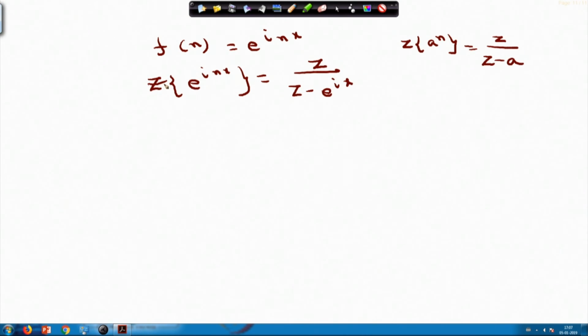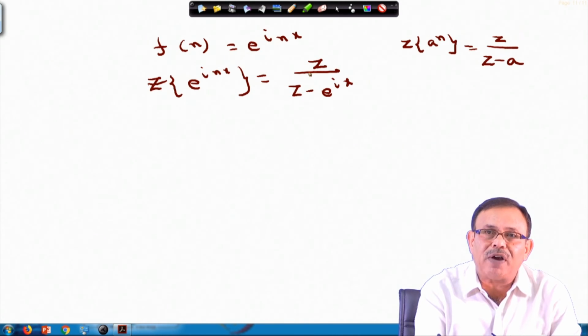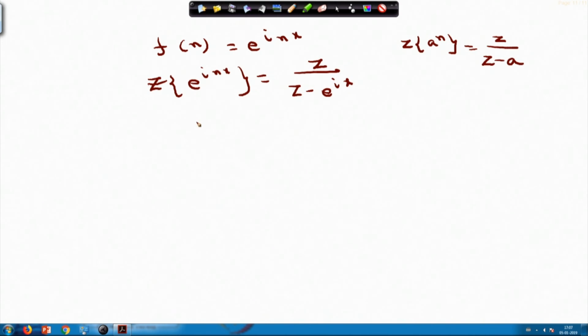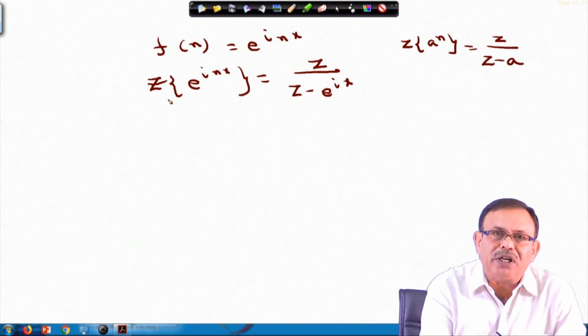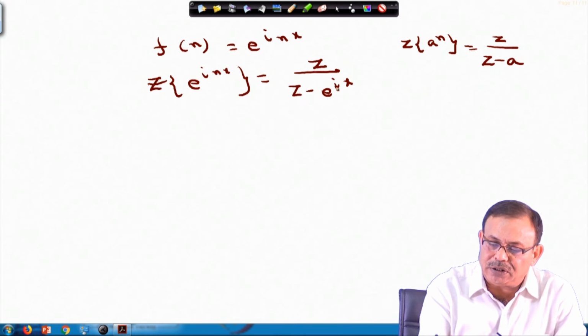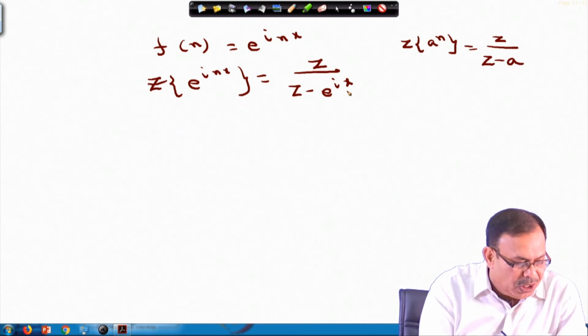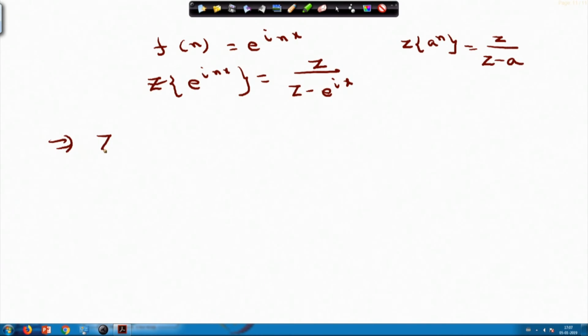Please note that, in this Z transform notation, z is the parameter, a complex variable. Now, once I obtain the Z transform of e to the power i n x as z by z minus e to the power i x, from here I can write down, so that there is no confusion, the Z transform of cos n x plus i sin n x, since e to the power i n x I can break into this.